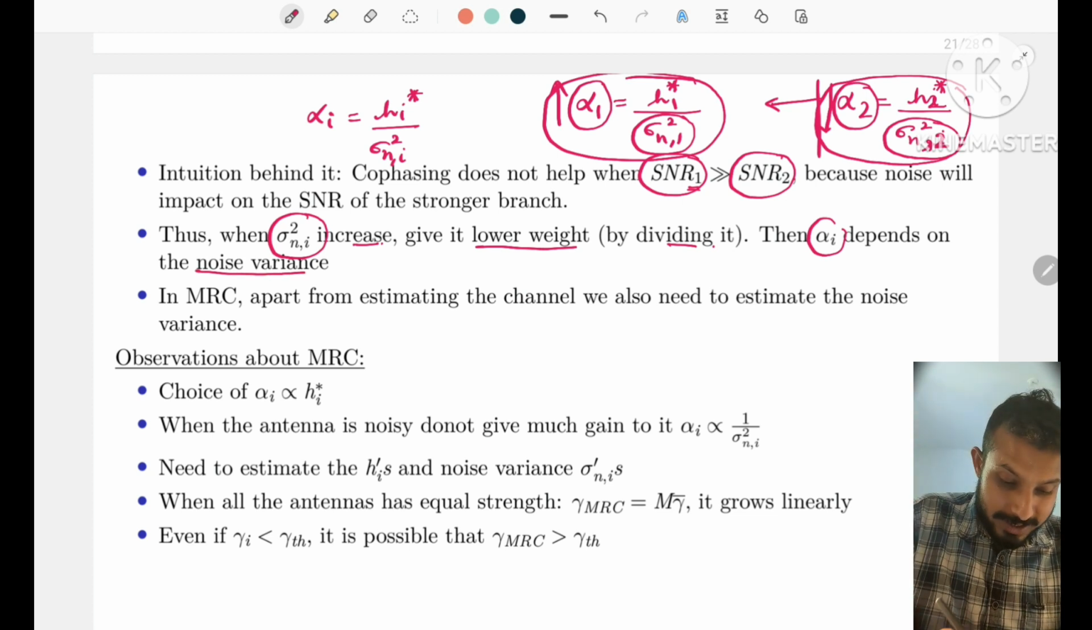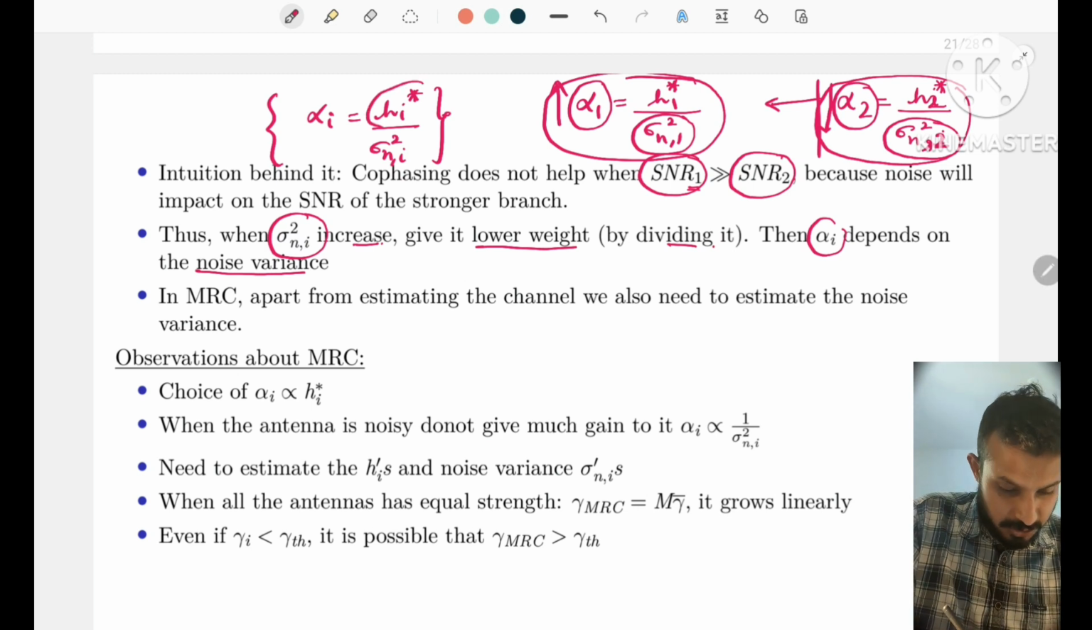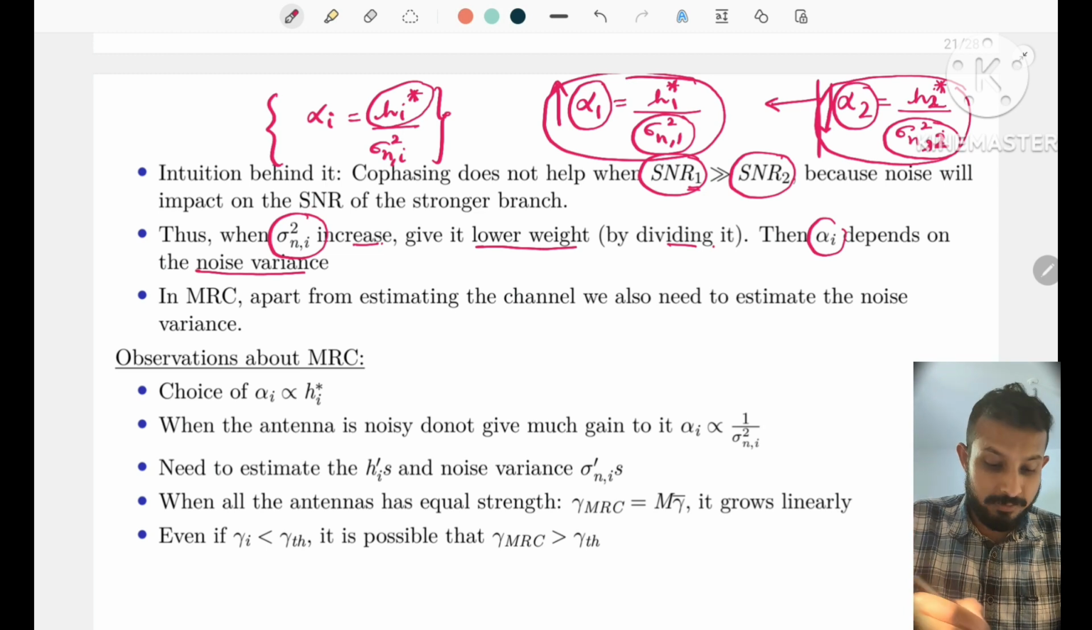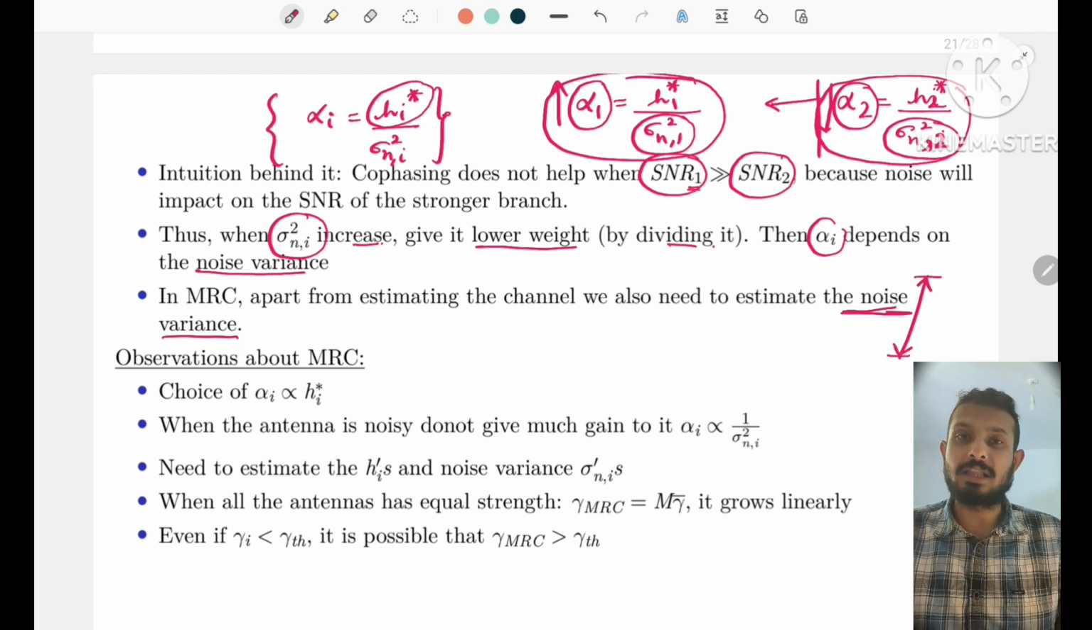Okay, so what is the additional thing that we need to do in case of MRC compared to cophasing? In cophasing, we first estimate the complex rotations provided by the channel, and then at the receiver side we compensate for that rotation. We do the same thing here, but additionally, we also estimate the noise variances corresponding to each branch. So this system is more complex. If you do not have any complexity constraint, then you can stick to MRC. Otherwise, you can select cophasing based on the complexity required.